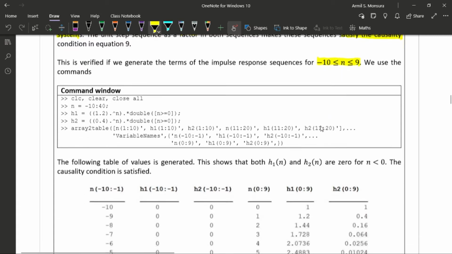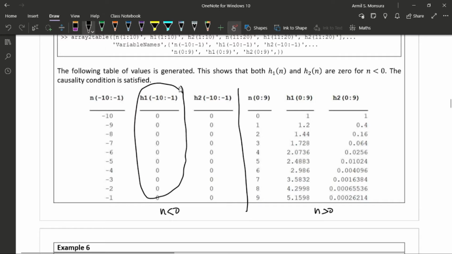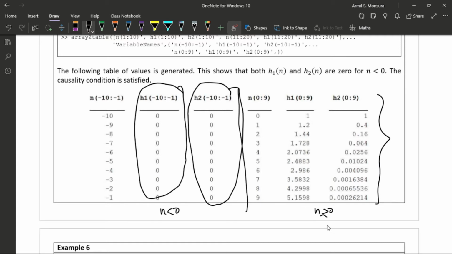this interval, you would be seeing, this is for negative values of n, while this is for positive values of n. So it is very clear that both your h1 and h2 are 0 for negative values of n, while they are non-zero for 0 and positive values of n. So, ang conclusion natin is that your h1 and h2, both of them are causal LTI systems. That's our conclusion.